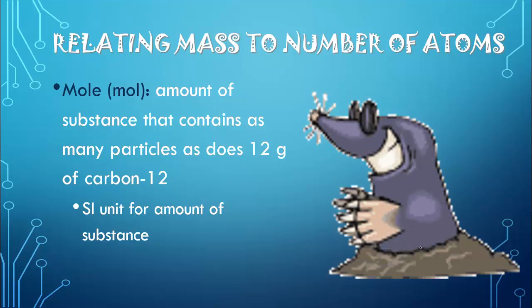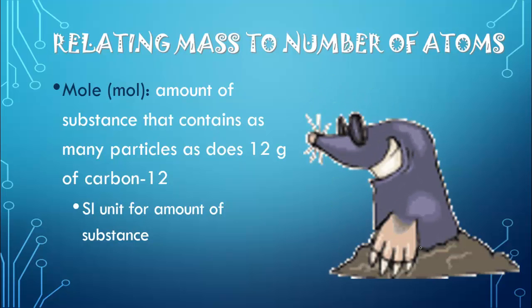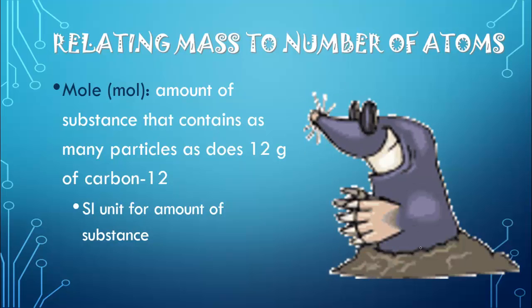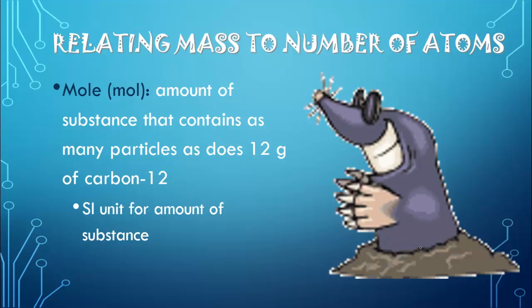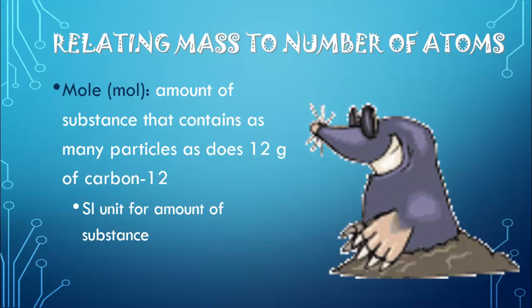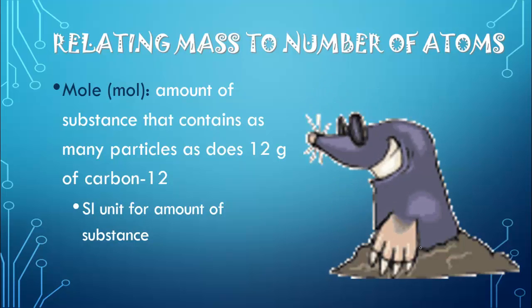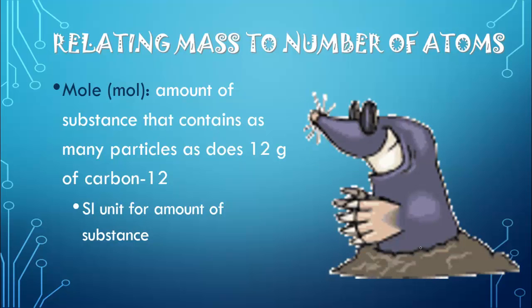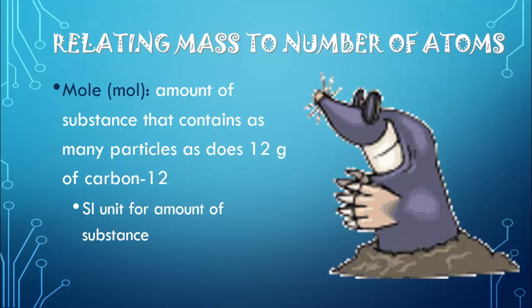It is our SI unit for the amount of a substance, and it is equal to the amount of substance that contains as many particles as does 12 grams of carbon-12. There's that carbon-12 again. We keep relating everything to carbon-12. You'll notice the mass number of carbon-12 is 12 AMUs. If we relate the number of particles that we would have in 12 grams of it, we're going to get the mole. Mole is something that we have not used as a unit yet, so it's going to be new to you.